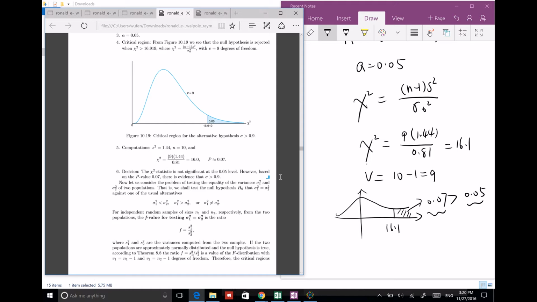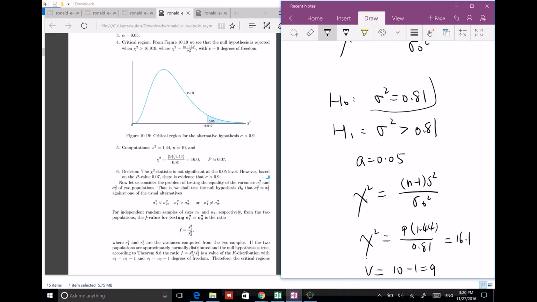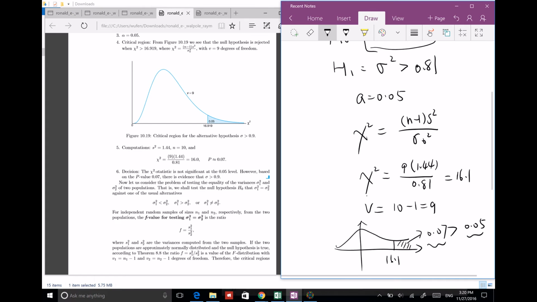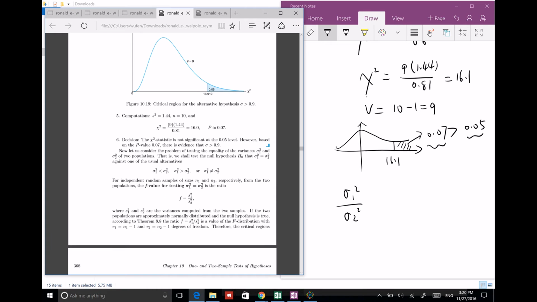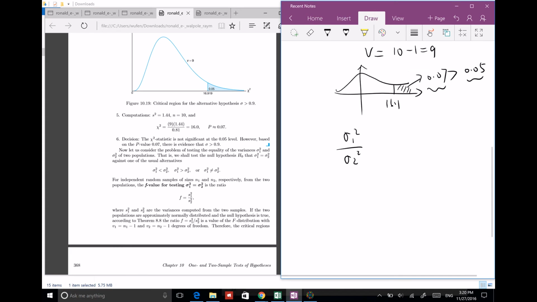Consider the problem testing equality of variances. Okay, so the first one, if you claim that sigma square equals 0.81, then it's one sample, you use chi-square. If it's two samples, sigma 1 square over sigma 2 square, as a ratio of these sigma squares, it's going to be an F distribution. Okay, so for independent random samples of size n1, n2 from two populations, the F value is testing sigma 1 square equals sigma 2 square.